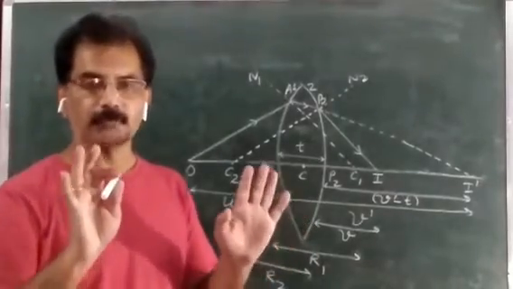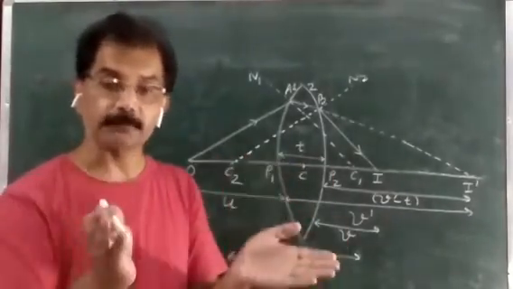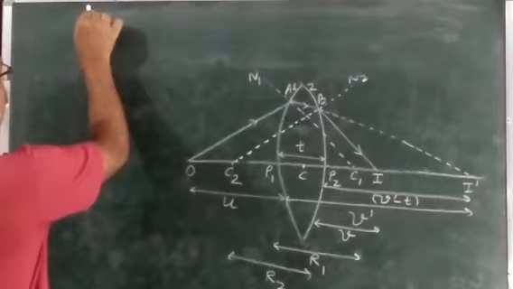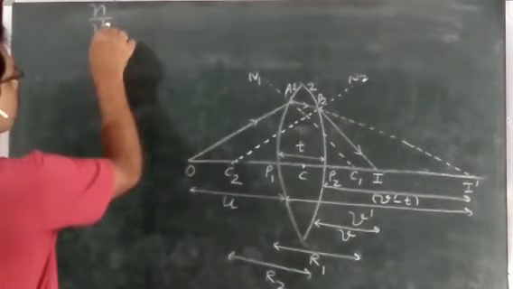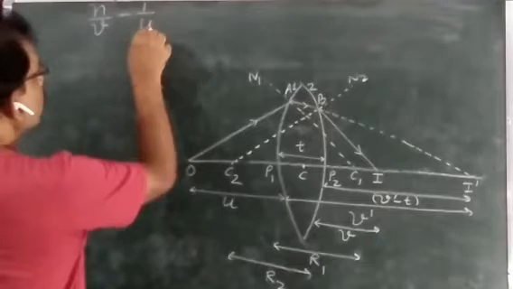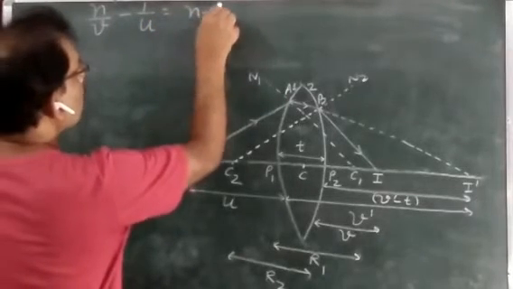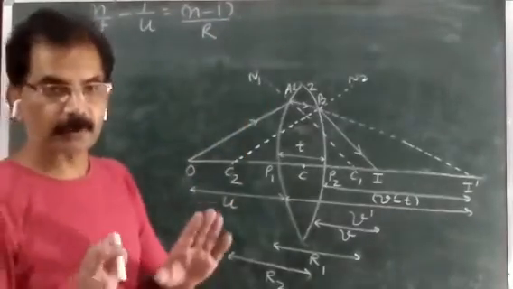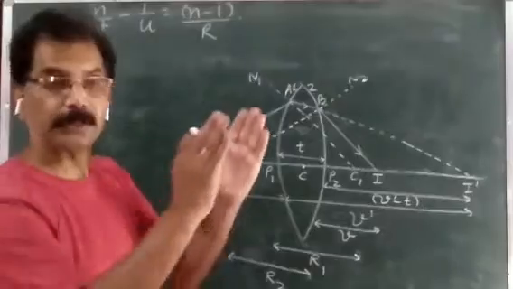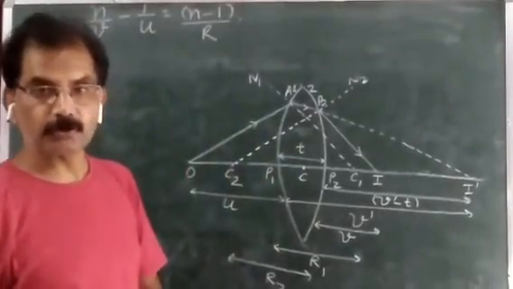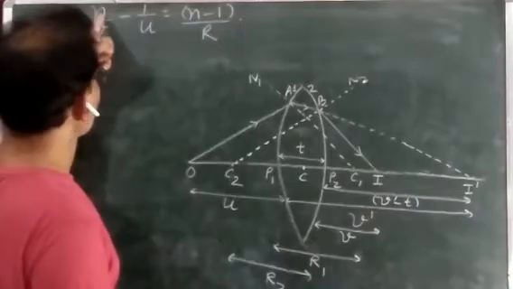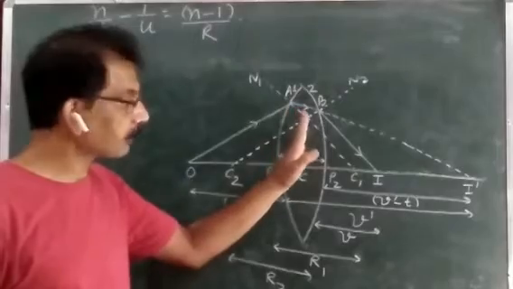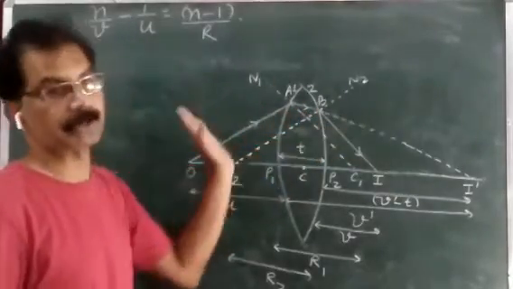Already I have told you the formula for the refraction through a spherical surface, चाहे वो spherical surface concave या convex, मैंने पहले बताया था. क्या फॉर्मूला ड्राइव किया था? n upon v minus 1 upon u is equal to n minus 1 upon r. This formula we have derived when rays was going from rarer to denser medium. And if the rays is going from denser to rarer, so at place of n, what you will take? 1 by n. n है क्या? Refractive index of denser medium with respect to rarer medium.